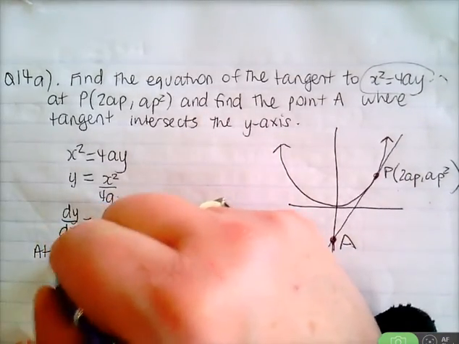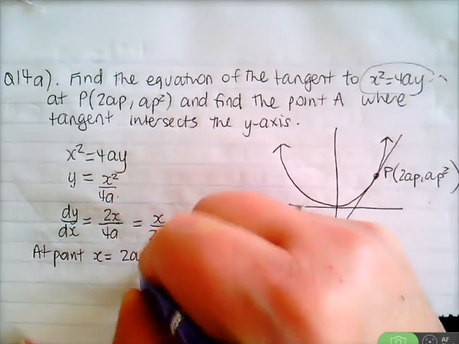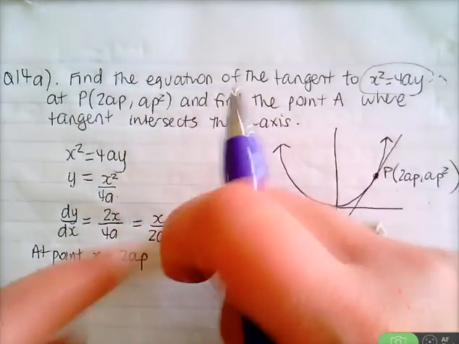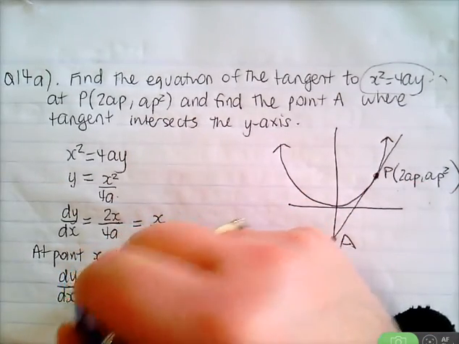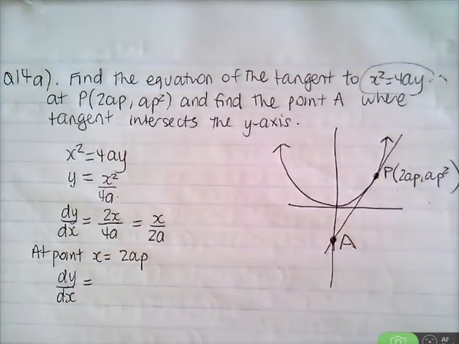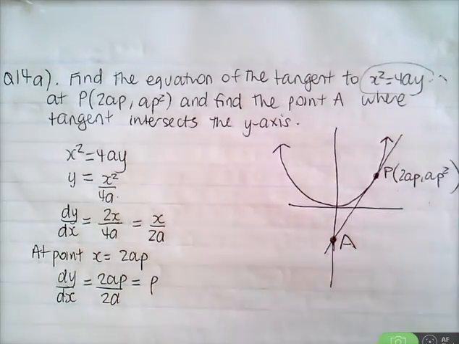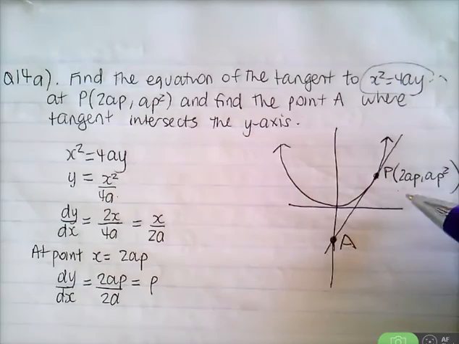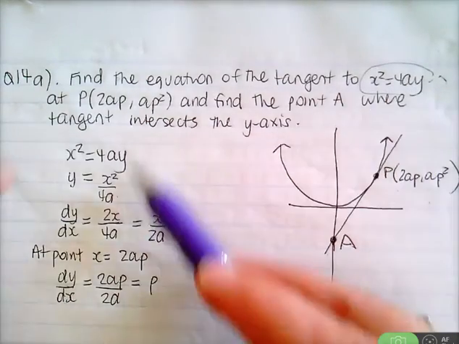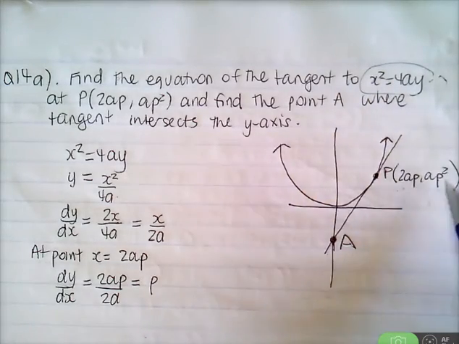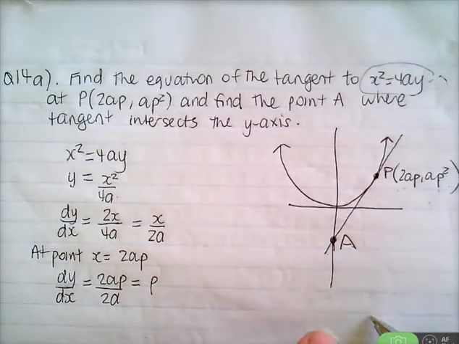At the point where x is 2ap, I want the gradient at P. Don't I just substitute the x value at P into that? dy/dx, now this all of a sudden looks easier, is 2ap over 2a, which is p. Now, you would have got the same thing if you started the other way. If I tend to be given the formula, I do it this way. If you're not given that formula, x squared is 4ay, and you're just given these, I do it that other way. dy/dx is dy/dp times dp/dx. Got it? Depends on how you've been given the question.